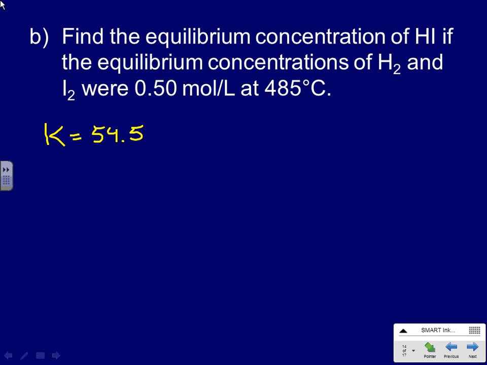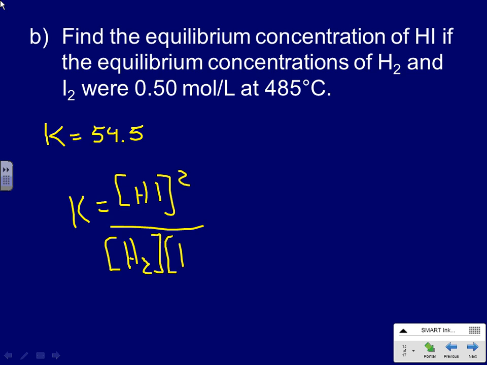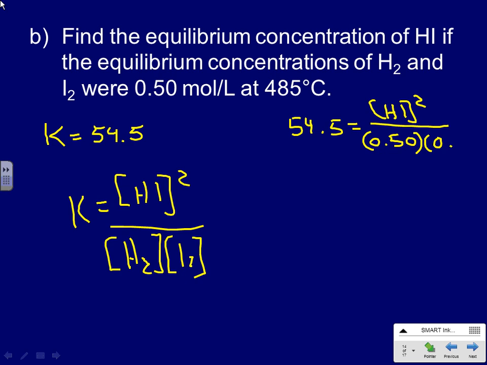Here, basic. So again, in this case, K is equal to the concentration HI squared over H2 I2, and the equilibrium concentrations of H2 and I2 were 0.5. So we've got 54.5. We're looking for the concentration of HI. That's HI squared over 0.50 times 0.50. And now you're doing the math and just solving for the concentration of HI. Yep.